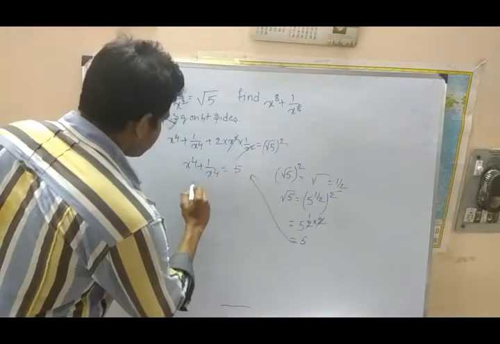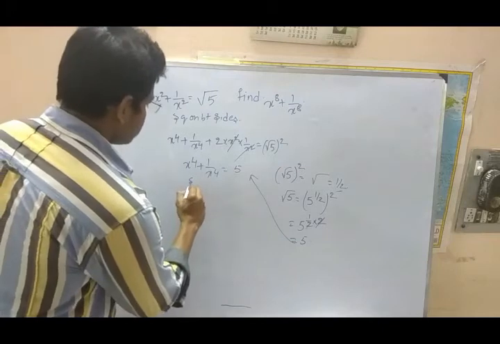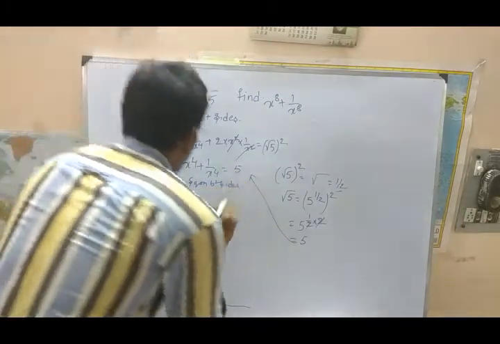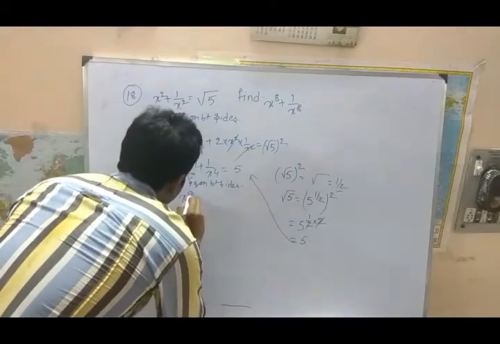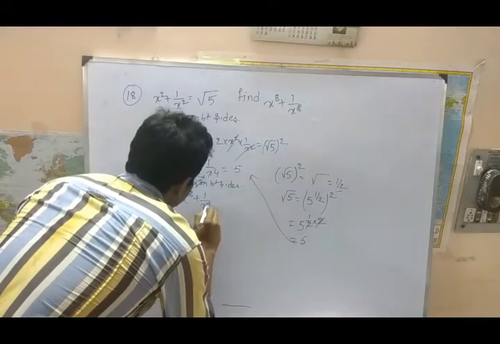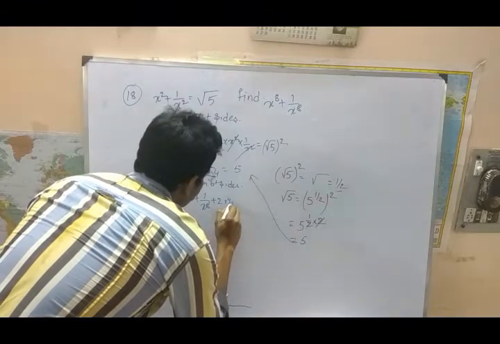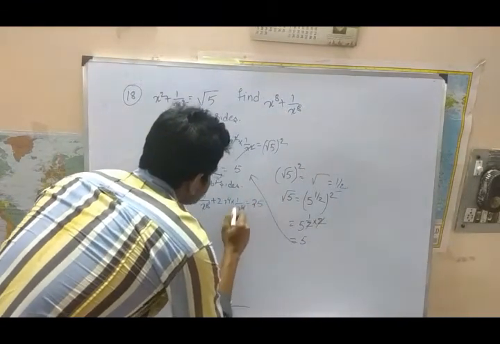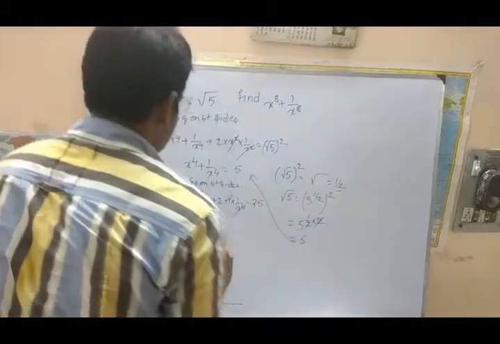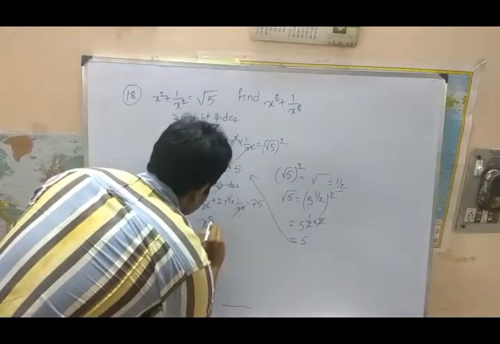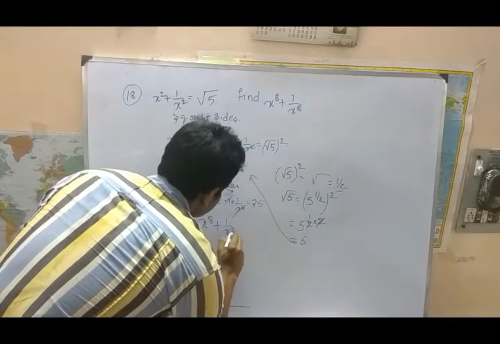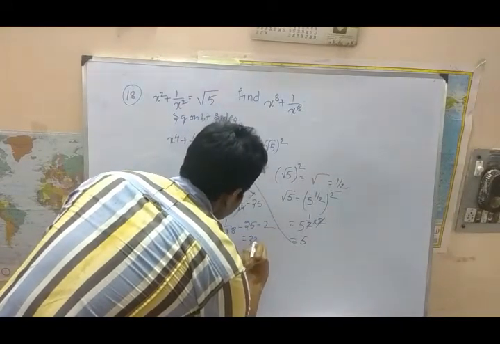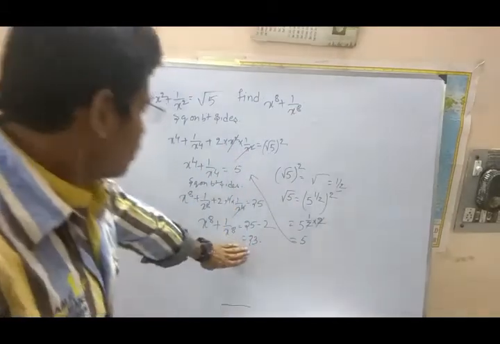Next, what we require? We require squaring on both sides again. So what we get? X power 8 plus 1 by x power 8 plus 2 into x power 4 into 1 by x power 4 equal to 5 square, 25. X power 4 get cancelled. So x power 8 plus 1 by x power 8 equal to 25 minus 2, so 23. See, we got 23 here.